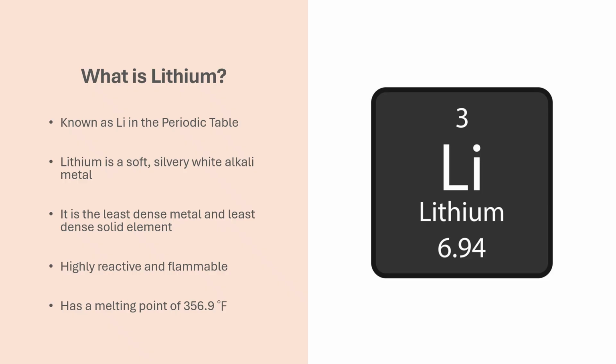Lithium itself is known as Li in the periodic table. It is a soft silvery white alkali metal. It is also the least dense metal and least dense solid element in the periodic table. Lithium itself is highly reactive and flammable and has a melting point of 356.9 degrees Fahrenheit.